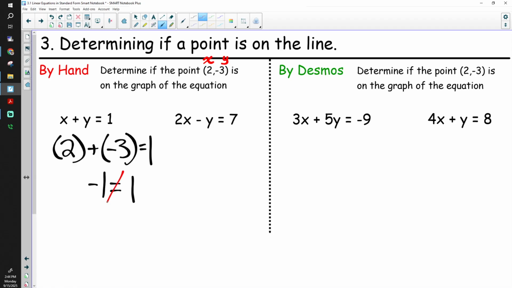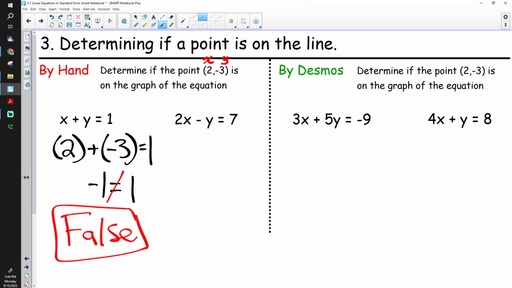No. So, do you think the point (2, -3) is on this line? No. False. So that's how we're always going to do it by hand. The point (2, -3) is not on this line because it gave us a false statement.